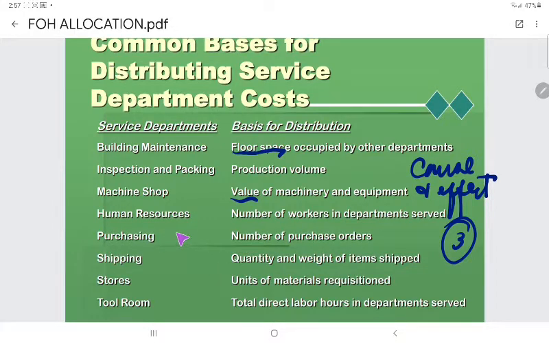O yan, syempre purchase, naapektuhan yung dami ng order mo. Ang human resource, dami ng tao mo. Sa shipping, gaano kadami yung siniship mo, yung weight niya, o dami ng ni-request mo, 'di ba? Na materyales. O pagdating sa tool room, dami ng oras na sinerbisyo mo sa mga departamento. So talagang you can directly relate itong basis for distribution.